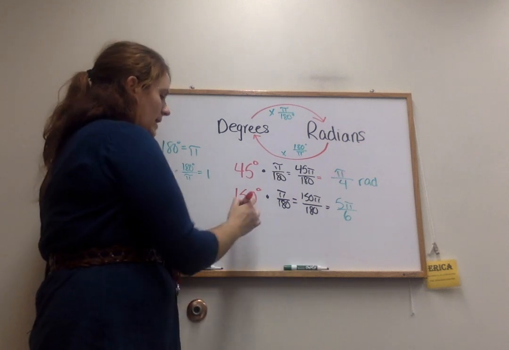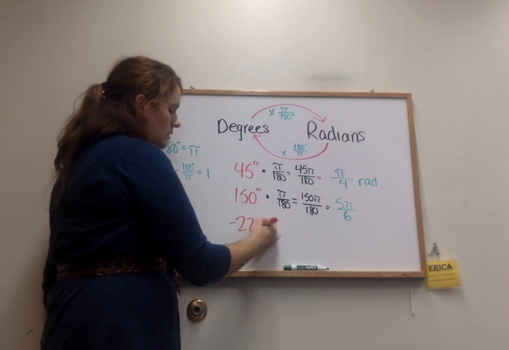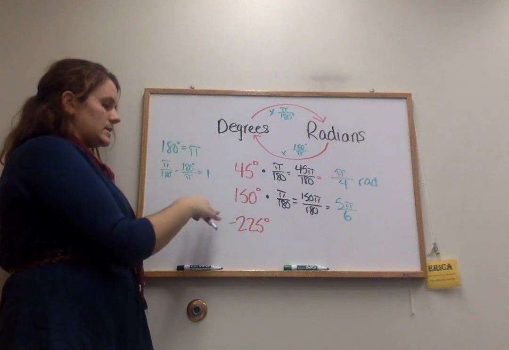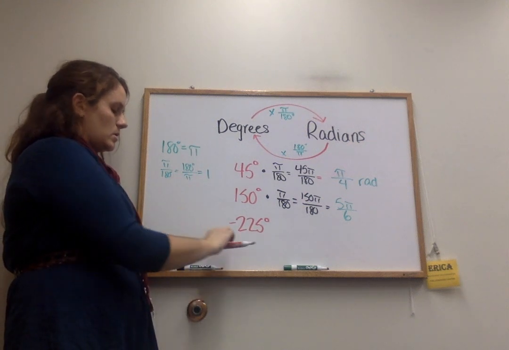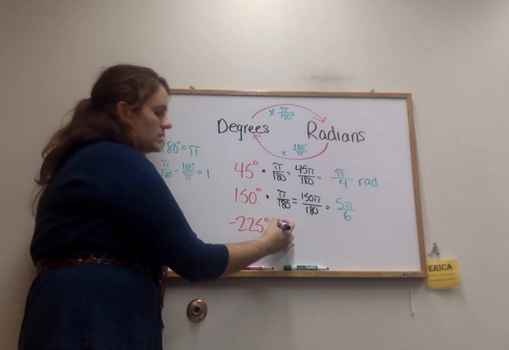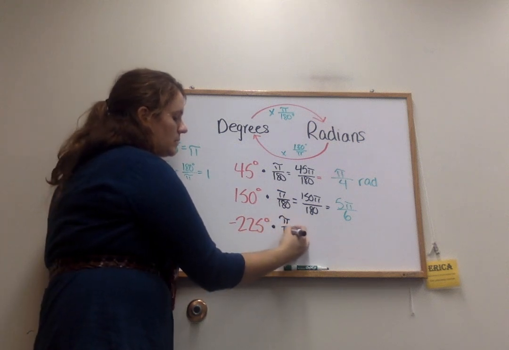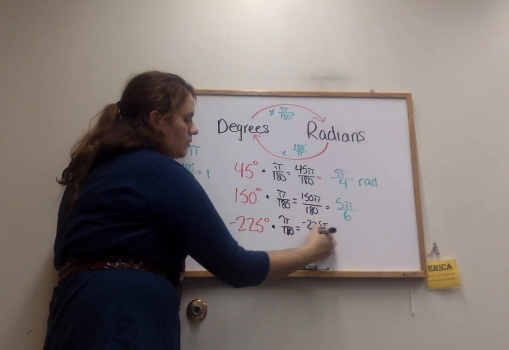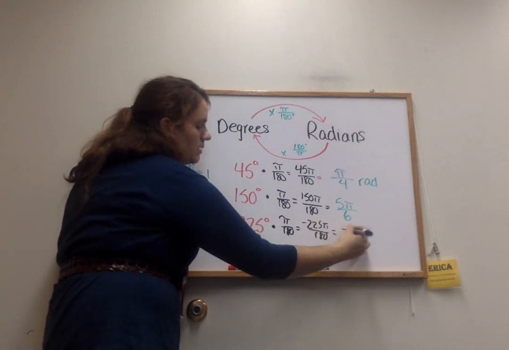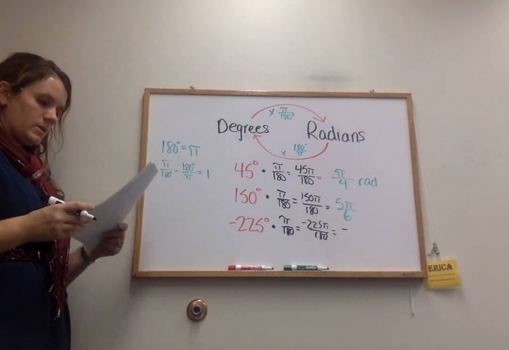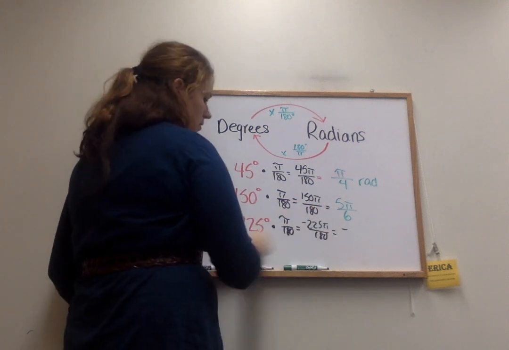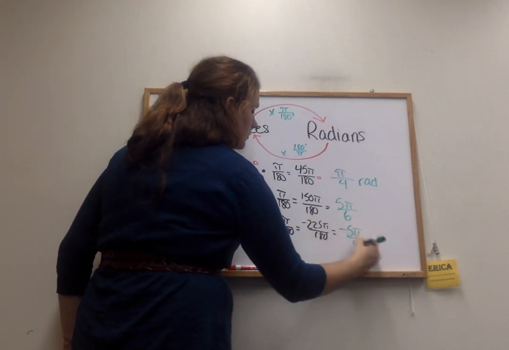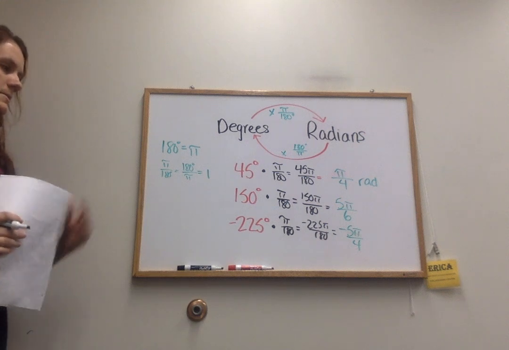We can also talk about negative angles. Something like negative 225. It's just as easy to take this and convert it into radians as we did the positive angles. Same exact process. Multiply it together. Okay, you get negative 225 pi over 180. And again, that is going to simplify. It's going to give us negative 5 pi over 4 as our radians.